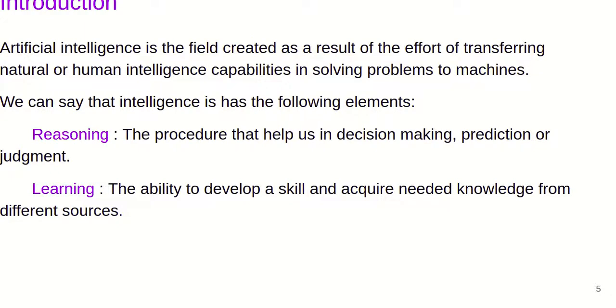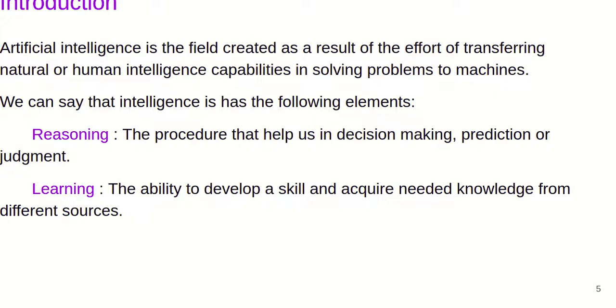When we talk about machine learning, we are talking about artificial intelligence. So what is actually artificial intelligence? Artificial intelligence is the field that was created as a result of the effort of trying to transfer natural or human capacities, human intelligence capacities in solving problems, to machines, right? So here we are talking about human intelligence.